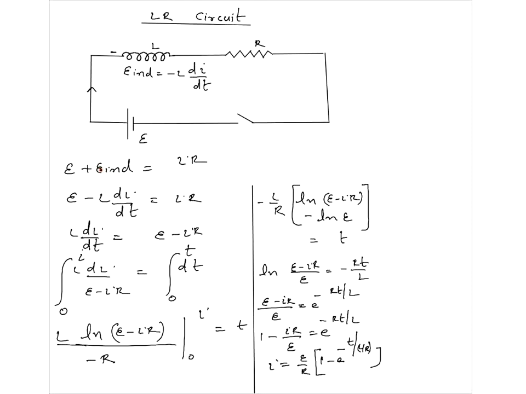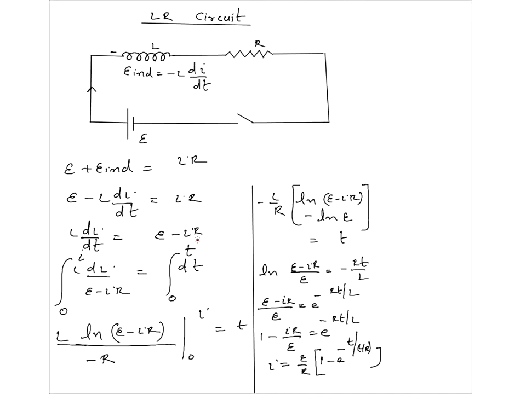But E induced itself is minus L di by dt. Don't think that minus sign will mean minus all the time. Minus and minus can become plus. So E induced is minus L di by dt. This is the differential equation. L di by dt is E minus IR.